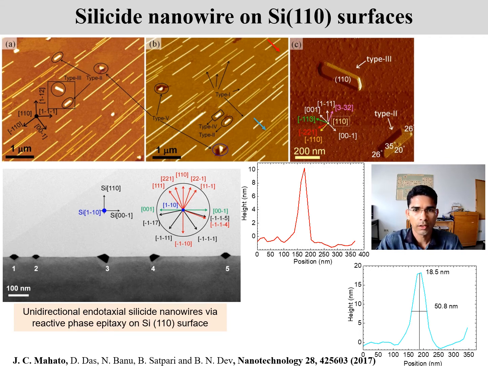To investigate the different nature of the nanowire cross-section, we carried out cross-sectional transmission electron microscopy measurements, and from these we found that the STM observation is consistent. We found that there are indeed two distinct types of cross-section present in the nanowires. One is the flat top type: A1, 2, and 5 are the flat top type of nanowire cross-section, and 3 and 4 are the ridge type of nanowire.